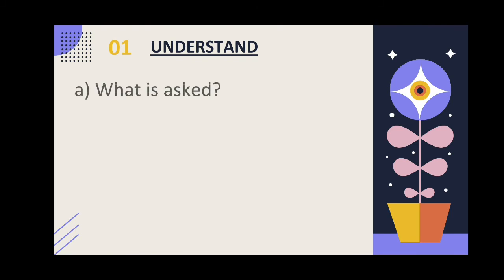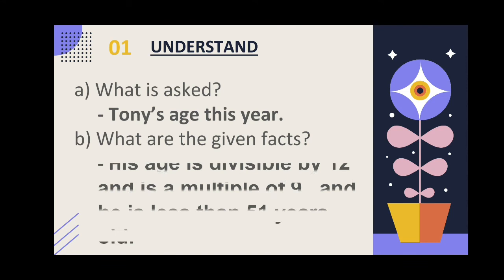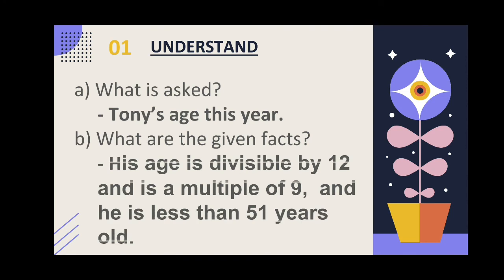To answer the given problem, we should follow the 4 steps. Step 1, understand. So, under ng understand, you should know what is asked. So, ano nga ba yung tinatanong do sa given problem? Tony's age this year. So, ang tinatanong kung ilang taon na ba si Tony ngayong taon. And another one, what are the given facts? The given facts are, his age is divisible by 12 and is a multiple of 9, and he is less than 51 years old.